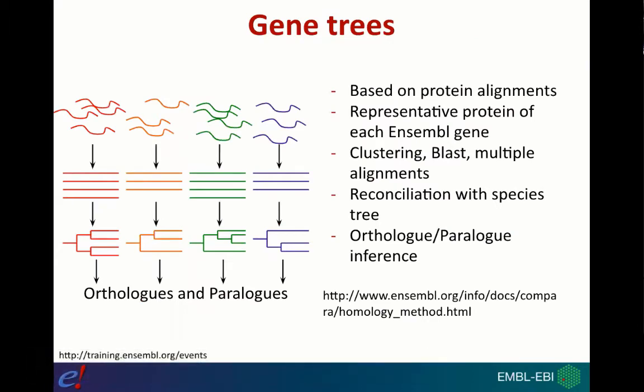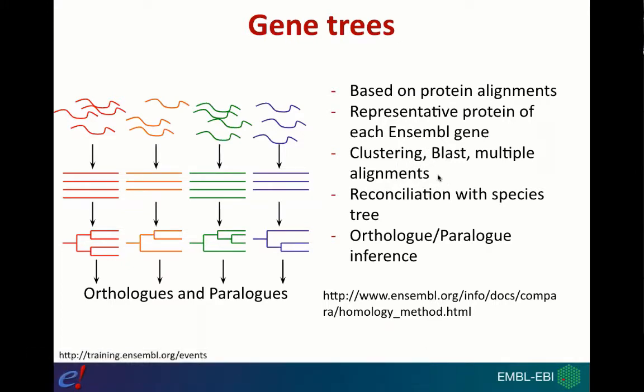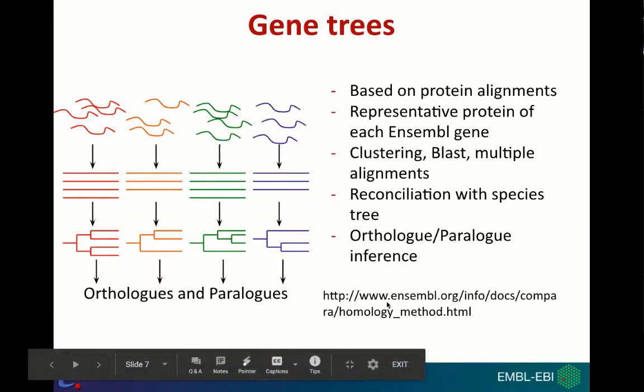So what I want to do now is think about some of the analyses that we perform in Ensembl, and the first one that I want to talk about is the gene trees. The gene trees that we construct are based on protein alignments. So we take a representative protein from each Ensembl gene, and then we perform a process of clustering, BLAST searching, and multiple alignments to construct the gene tree. Obviously, what I've written here is a very brief overview summary of the sorts of things that we do to construct the gene tree. But if you're interested in the actual methodology, then that's in the documentation here as well.